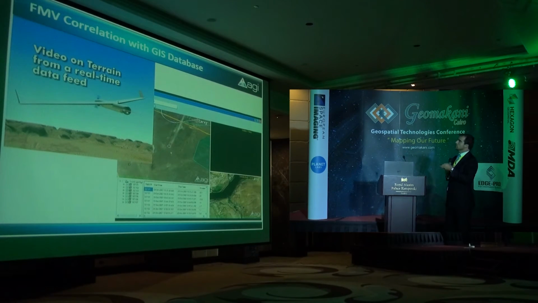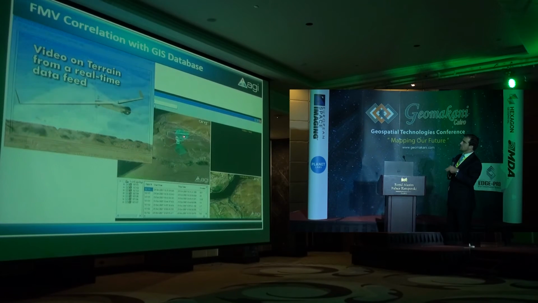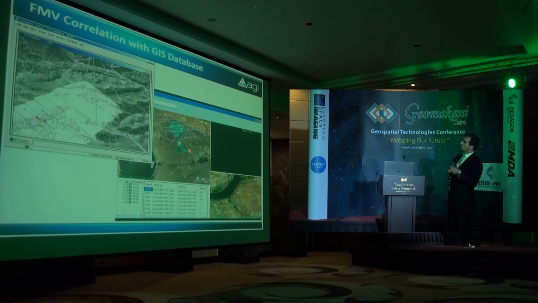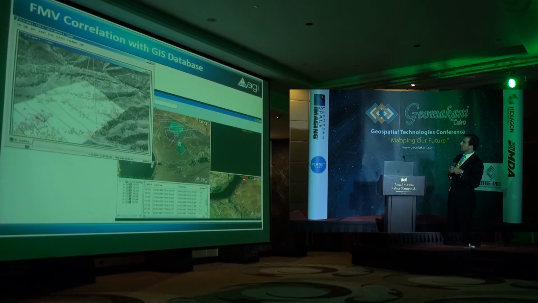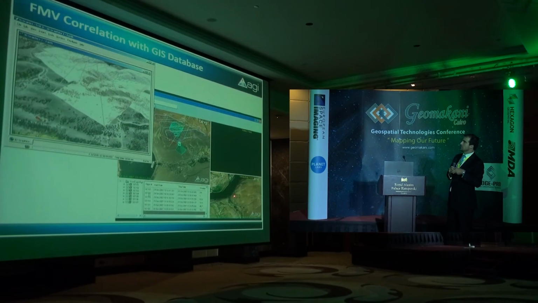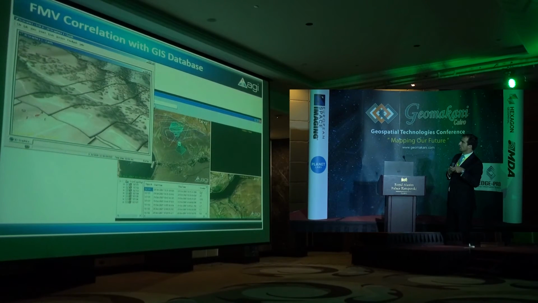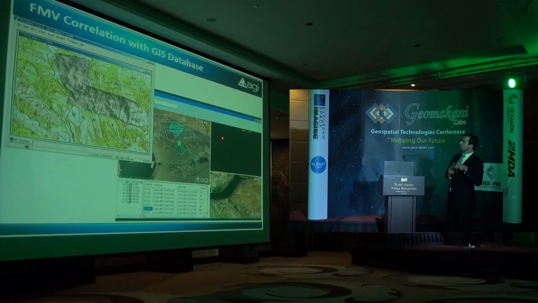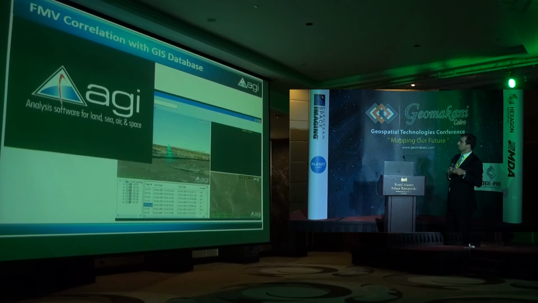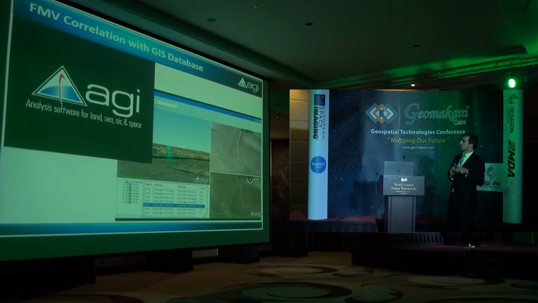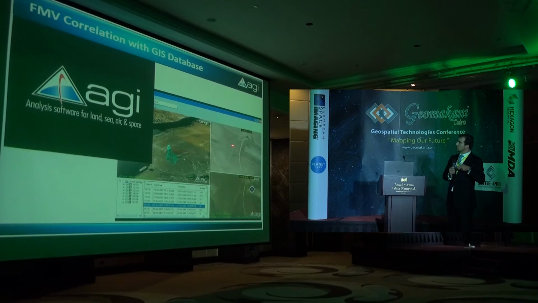Here we're showing some examples in which we're correlating video data from a UAV, multiple flights, with a GIS database. So in this screen, you're going to see a live video feed coming from a UAV, and here you're going to see the simulated feed from the UAV from the same collection area. And this is perfect for change detection, because you can really see how things look from the same acquisition.